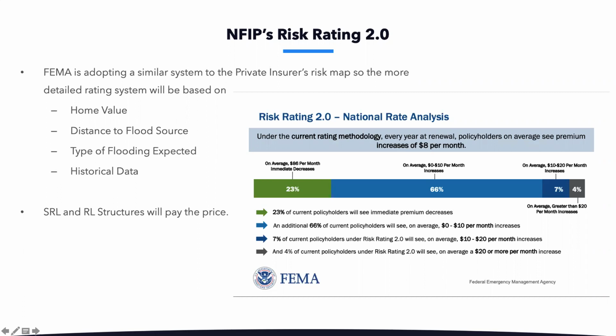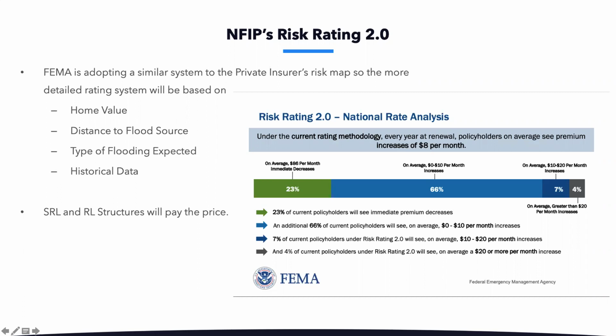So what it's going to do is reward structures that are further away from the flood zone. Homes that are directly in the flood zone, whether you're elevated or not elevated, are going to be rated the same. So potentially, if you have a home built on top of a garage, maybe 10 feet above grade, and your next door neighbor is a slab on grade home, because you're both in the same zip code on the same block, FEMA is now going to rate you the same.